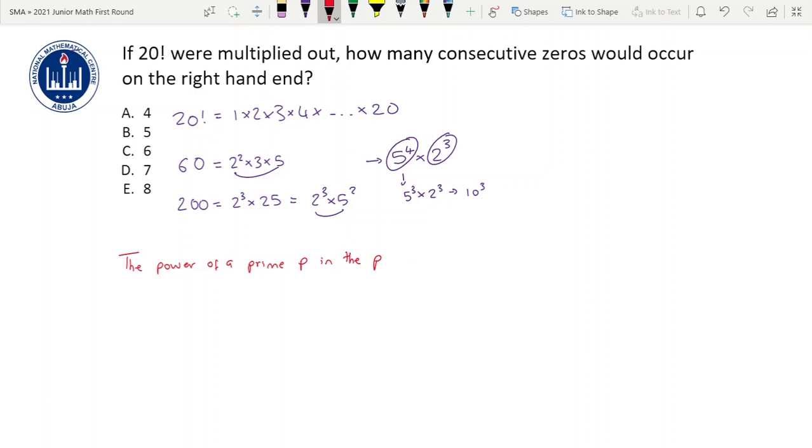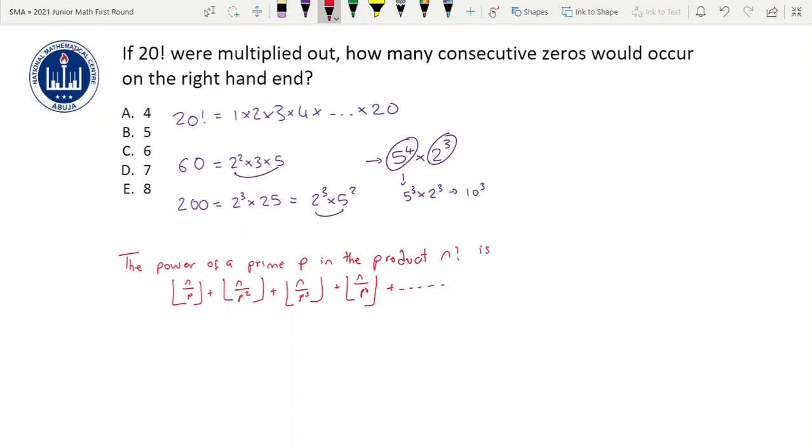the power of p in the product n factorial is the floor function of n over p plus the floor function of n over p squared plus the floor function of n over p cubed plus the floor function of n over p raised to the power 4, and then you just keep on adding the floor function of n over p raised to the power 5, the power 6, and so on up till infinity. So this is the formula to get the power of a prime p in the product n factorial.